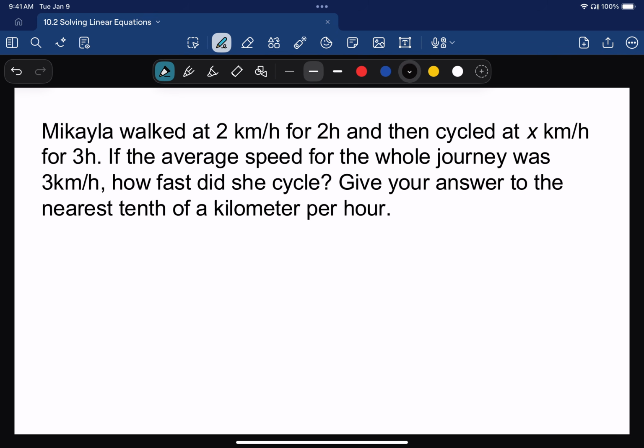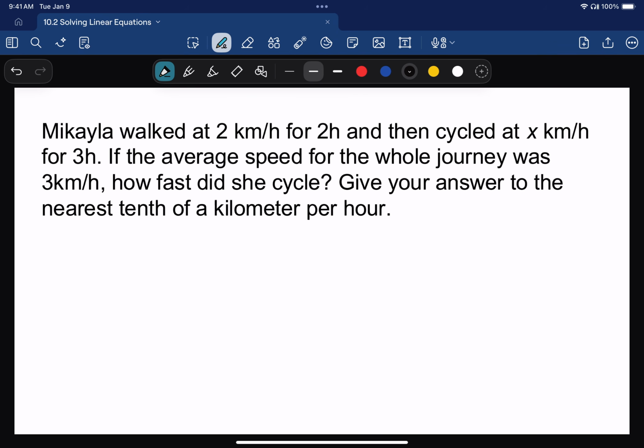So this is definitely a more challenging one, but let's take a stab at it here. Michaela walked at 2 kilometers an hour for 2 hours. Then she cycled at x kilometers an hour for 3 hours. If the average speed for the whole journey was 3 kilometers an hour, how fast did she cycle? Give your answer to the nearest tenth of a kilometer per hour.